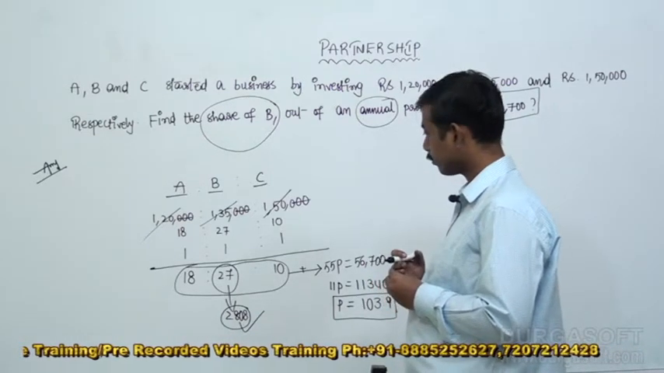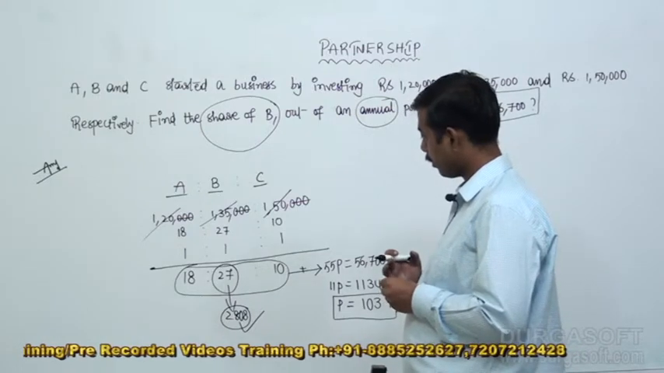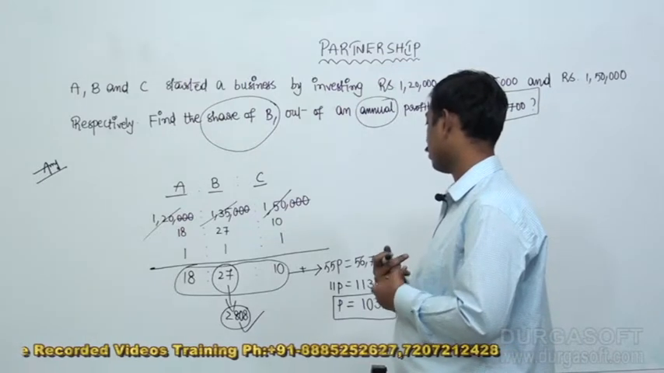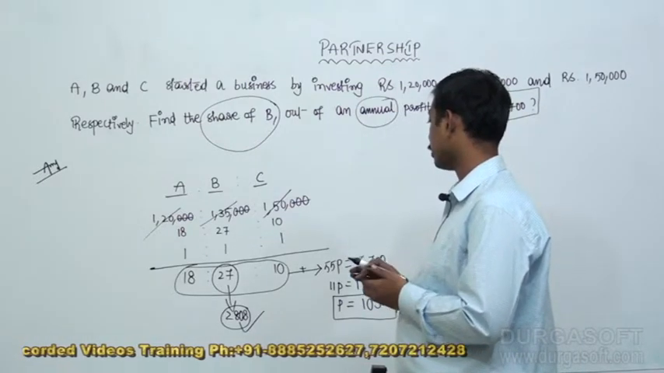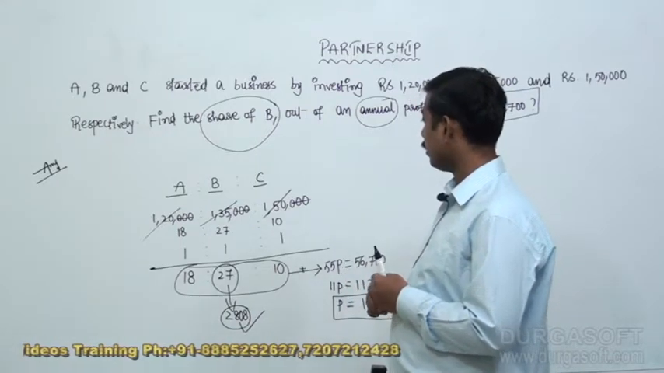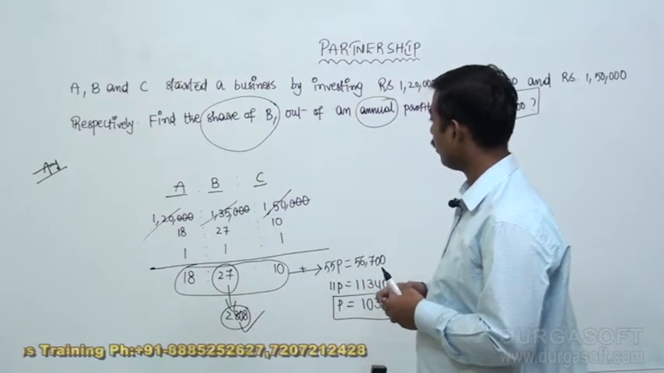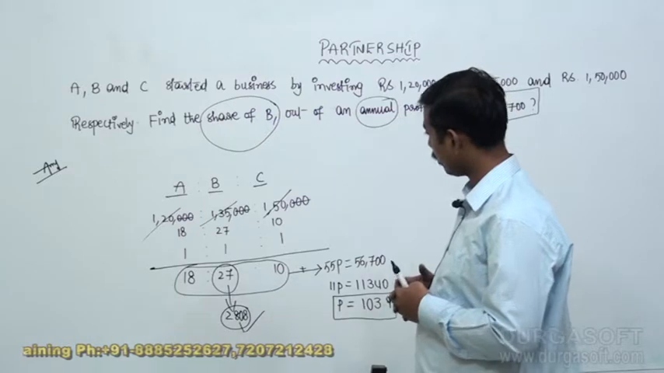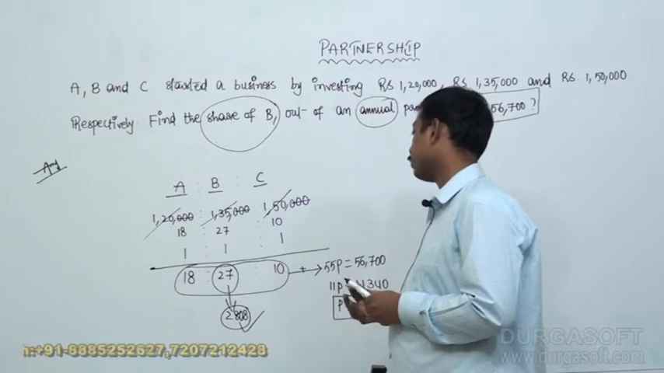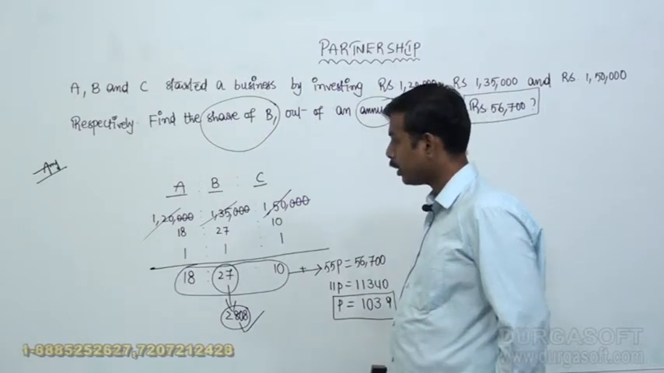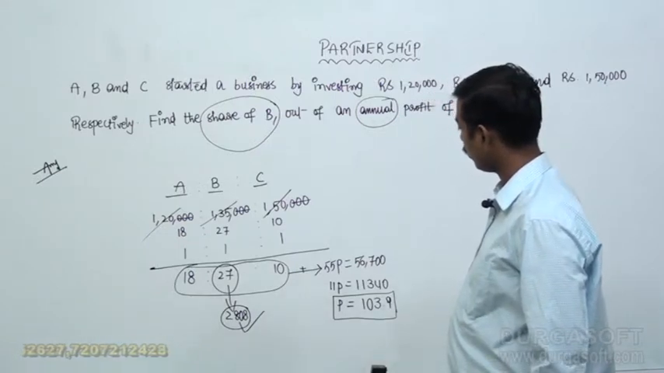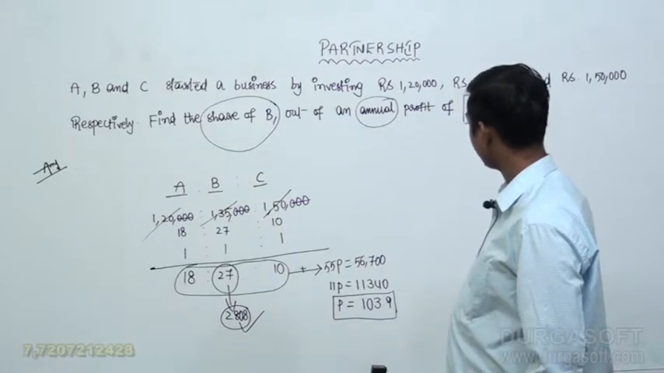All right. Let me check it once again. 11 pots cost how much here? 5 into 18 is 90, 5 into 27 is 135 only. 5 into 10 is 50. All right. 18 plus 27 plus 10, that is how much here? 27 plus 18 is 45, 45 plus 10 is 55. 55 pots equals 56,700 only.